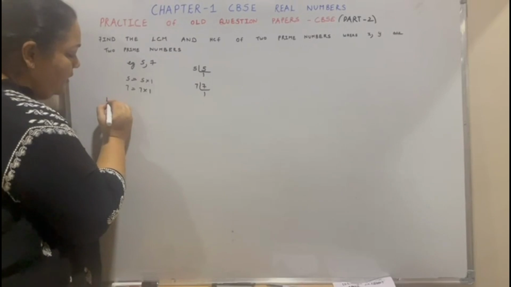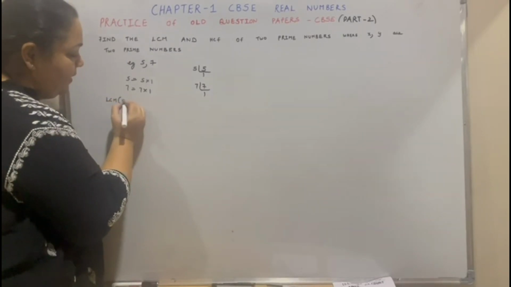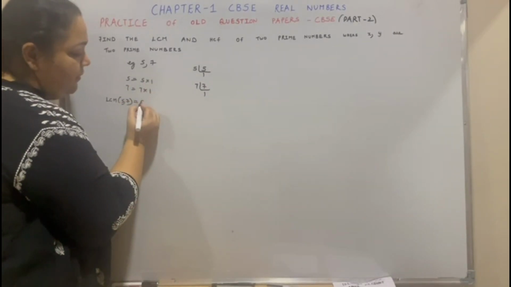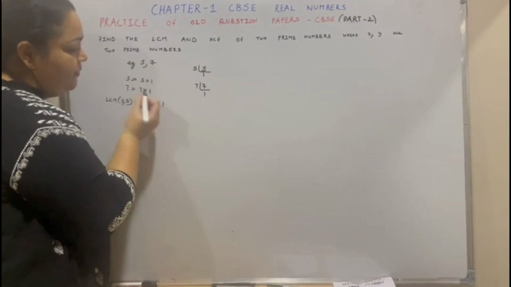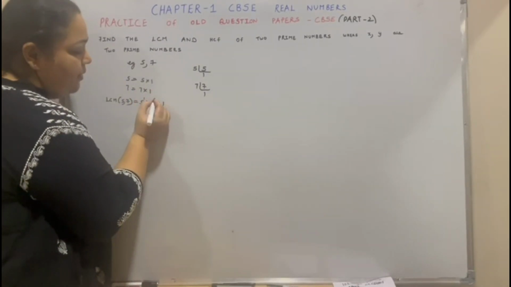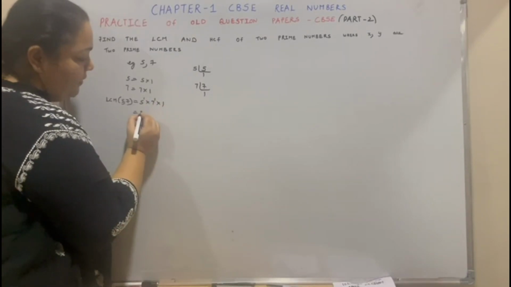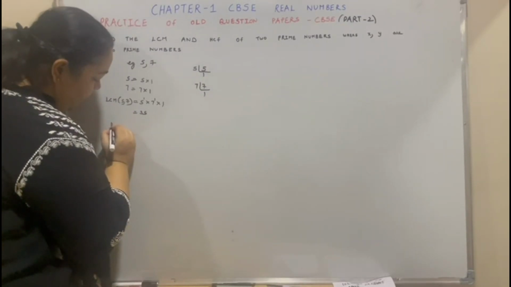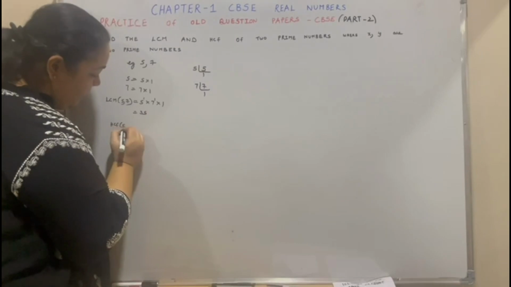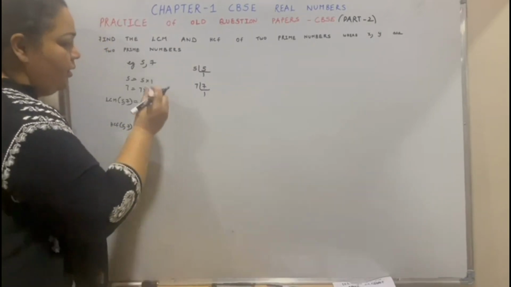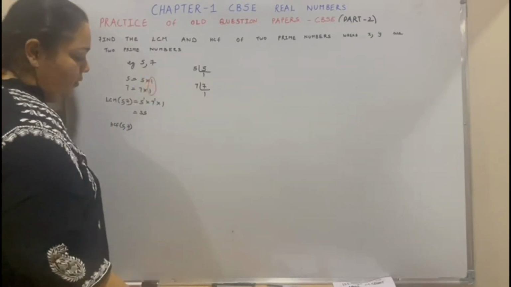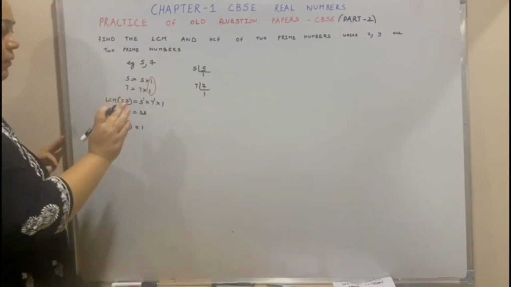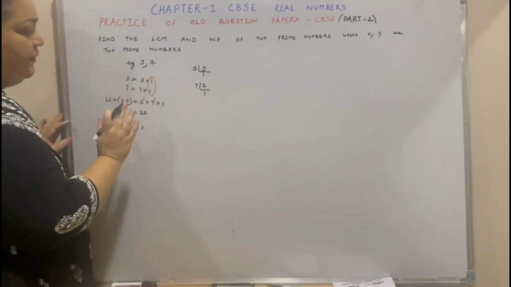So for LCM of 5, 7, we take all the individual numbers. 5 is available, 7 is available and 1 is available, and the highest power will be 1 only. So the answer is 35. LCM of 5, 7 is 35. And then HCF of 5, 7 will be the common factor. What is common? The common is 1. So HCF of 5, 7 is 1. Just see what observation we are getting.